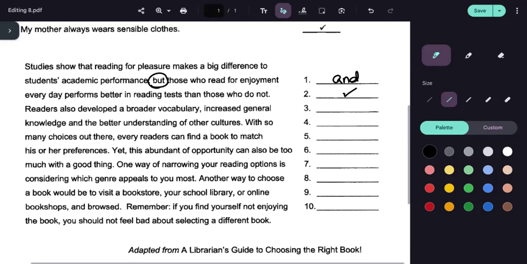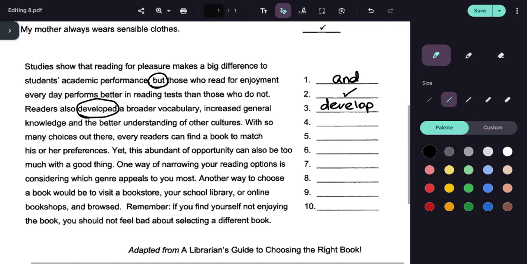Okay, also develop. Okay, because the word also acts like the word to. So when I say to develop, the develop will always be at its original tense. You cannot change the develop to developed, with an ed, because it will be grammatically wrong. Okay, because to and also are special characters. Okay, moving on. And the better understanding. With so many choices out there, every readers can find a book to match his or her preferences.